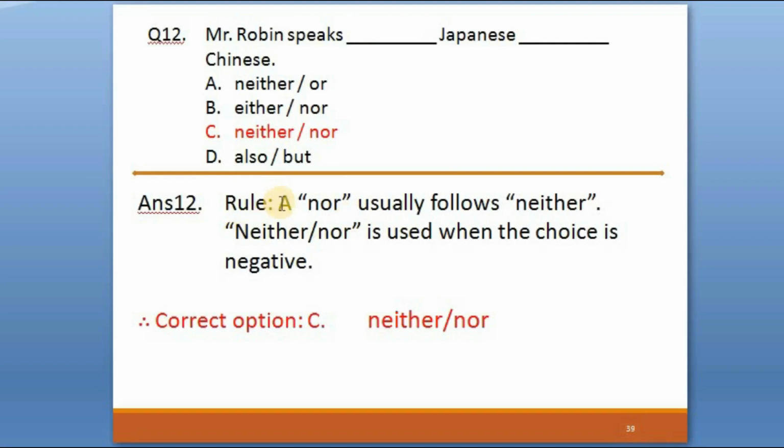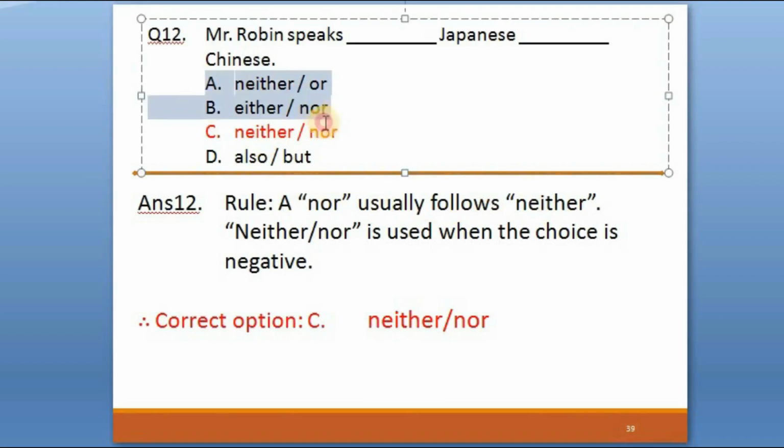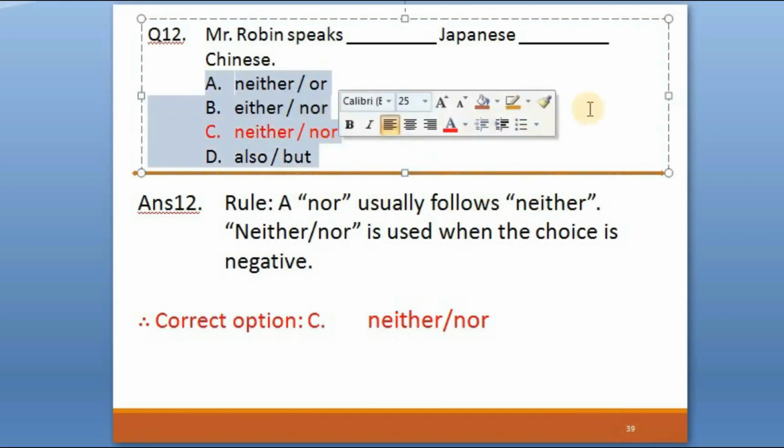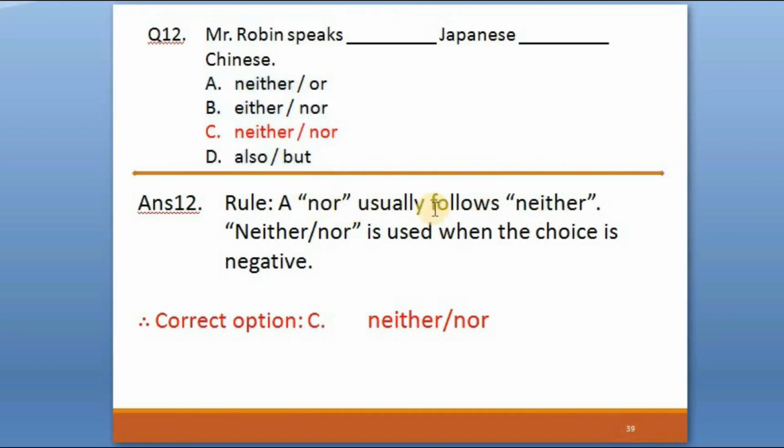So in the options, neither and nor are given. So nor always follows neither. Neither nor is used when the choice is negative, right? So Robin speaks neither Japanese nor Chinese. So the correct option is C, that is neither nor.